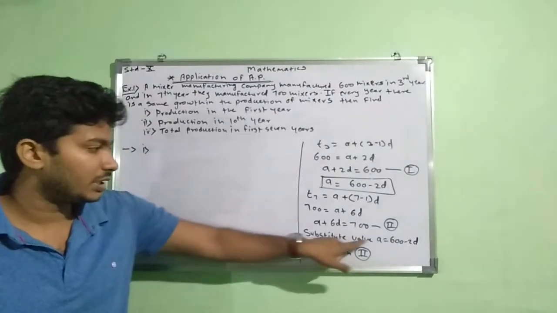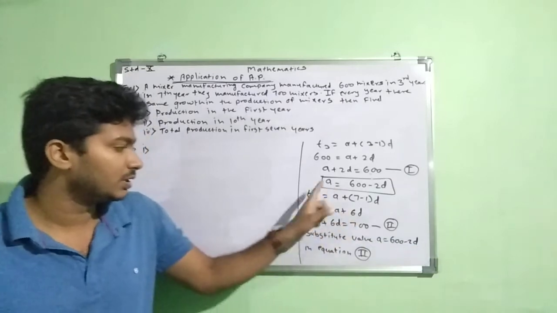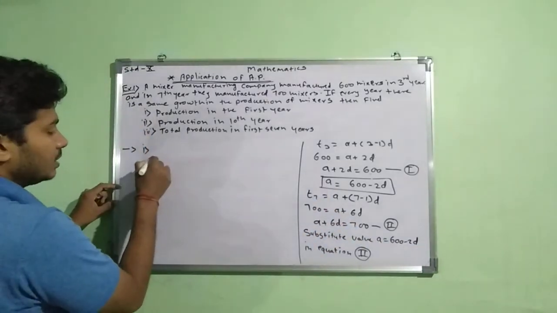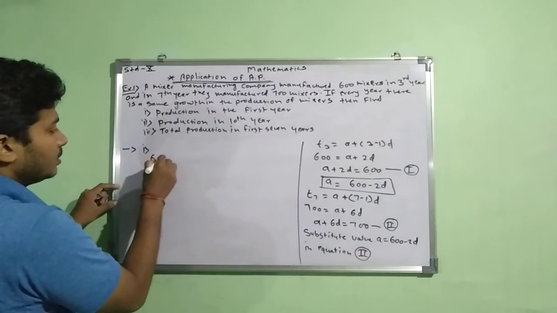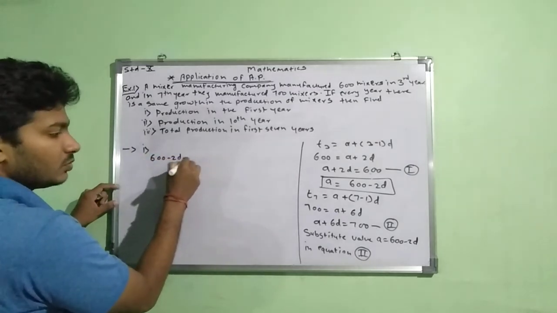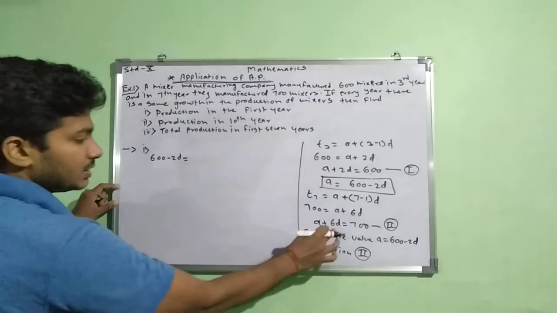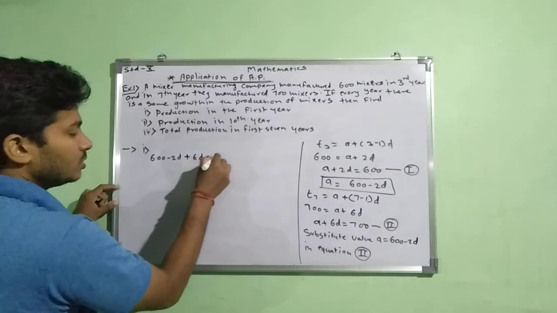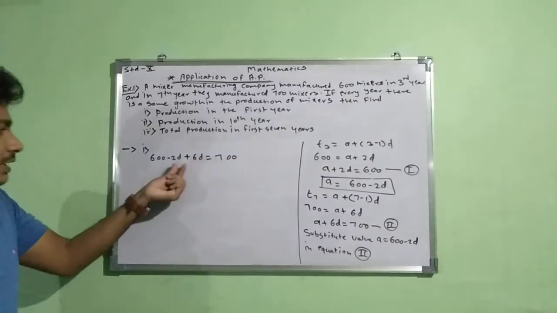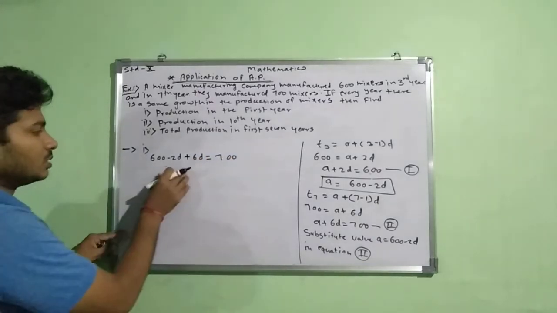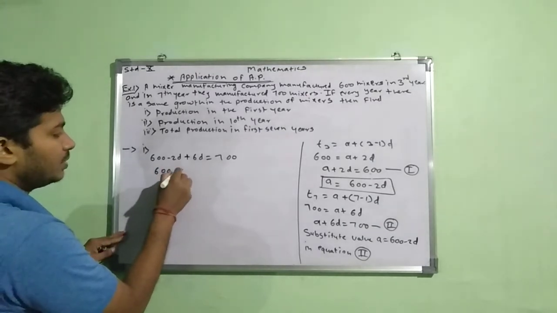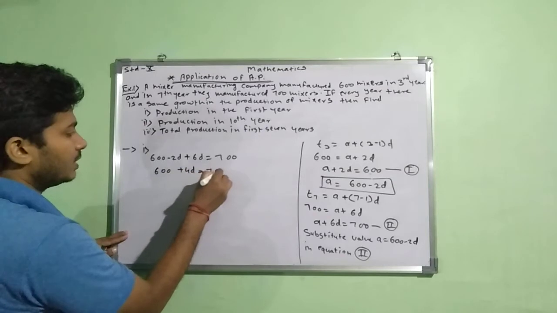So now we will substitute that value a is equal to 600 minus 2d in our equation number 2. After substituting that value, we will get 600 minus 2d is equal to 700 plus 6d. Okay, plus 6d will also come. Plus 6d is equal to 700. Now we have to find that value of d which is unknown. So 600 minus 2d plus 6d will be plus 4d which is equal to 700.